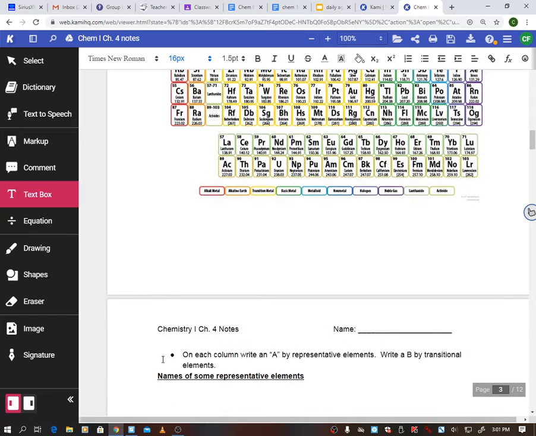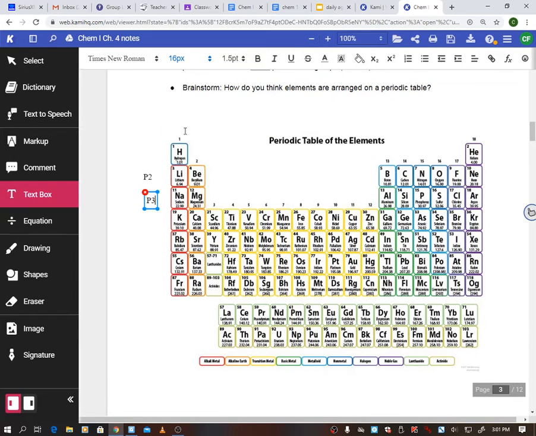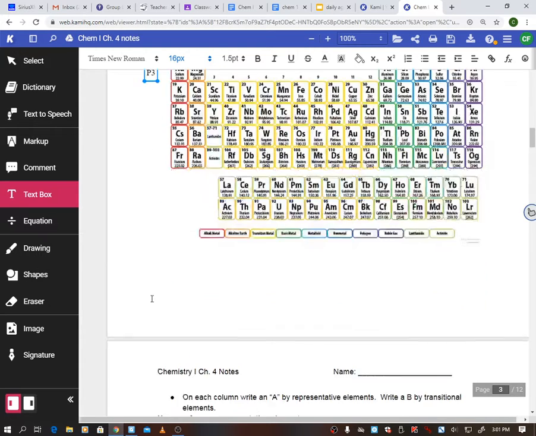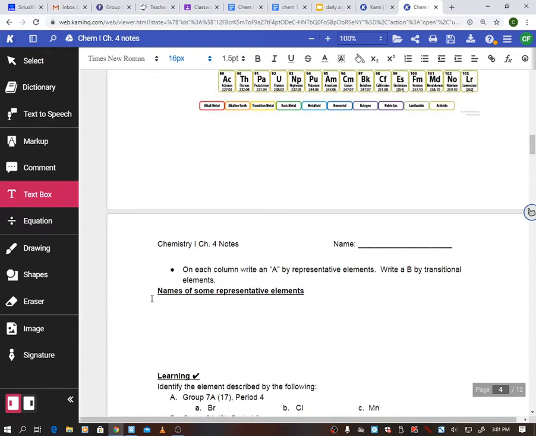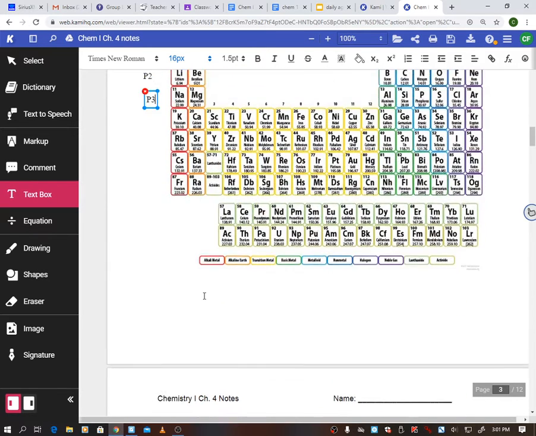All right, so since we know now what families and groups are up and down and periods are across, I will tell the kids that they need to remember that. That's something you need to know. You cannot write it on your periodic table though. This bullet point down here that has gone on to the next page, it says on each column write an A by representative elements or write a B by transitional elements.